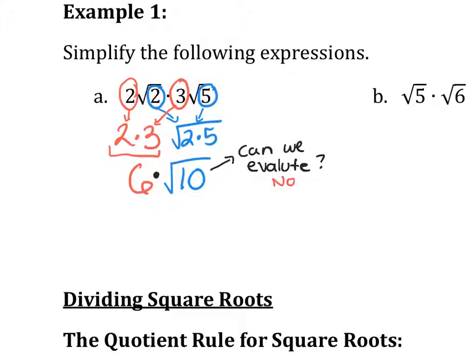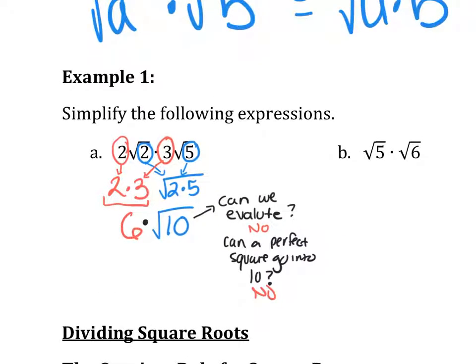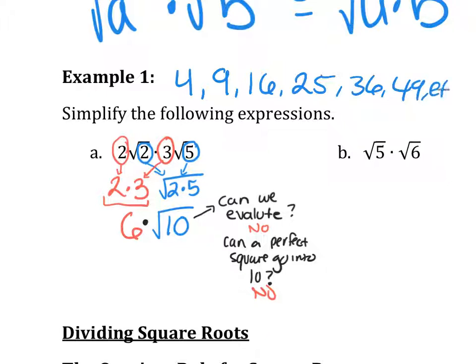No. So then we just need to double check, can a perfect square go into 10 nicely? No. So remember, our perfect squares are 4, 9, 16, 25, 36, 49, etc. All those numbers. Okay? So those are the ones we're looking at. So since we can't evaluate it and no perfect squares can go into it, then that means we are done. And 6 times the square root of 10 is our final answer. Okay, this is very similar to what we did yesterday. We just have to do a little bit of multiplication first.